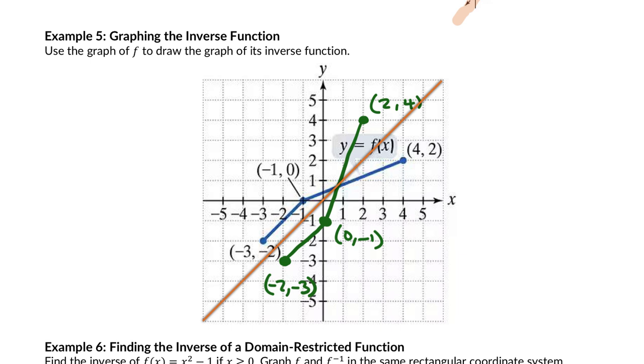Do you see how the green and the blue are perfectly symmetrical, if I had drawn them perfectly? They're symmetrical across this orange line I wrote in. That orange line is the line y equal to x. That's what it's symmetrical about for inverse functions.